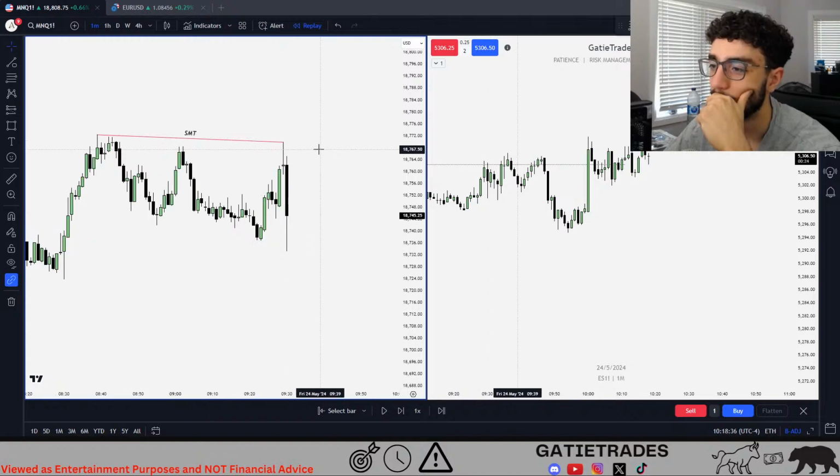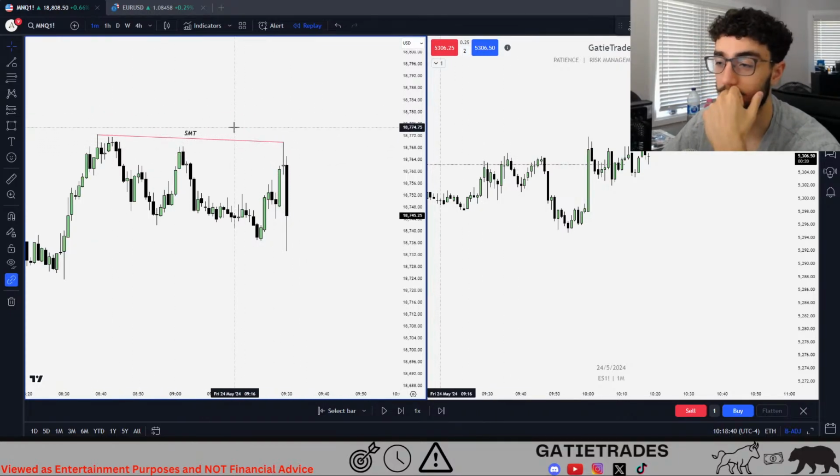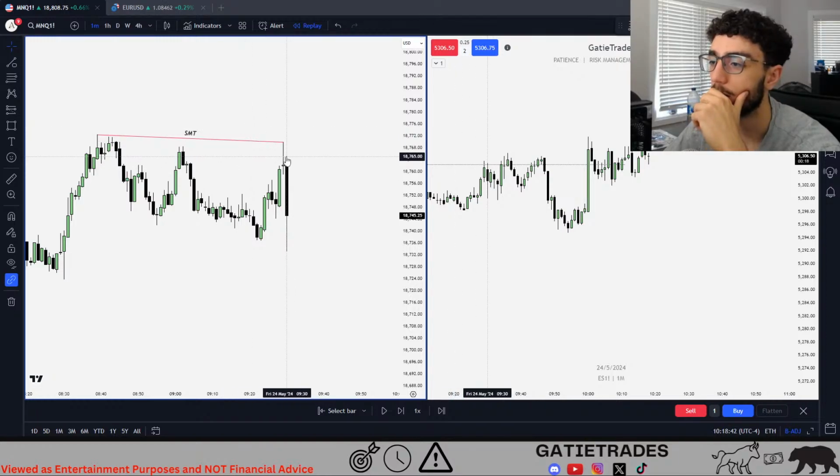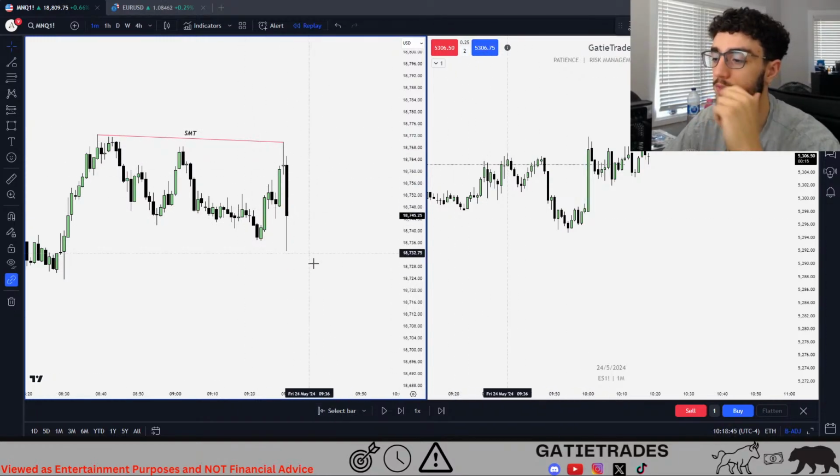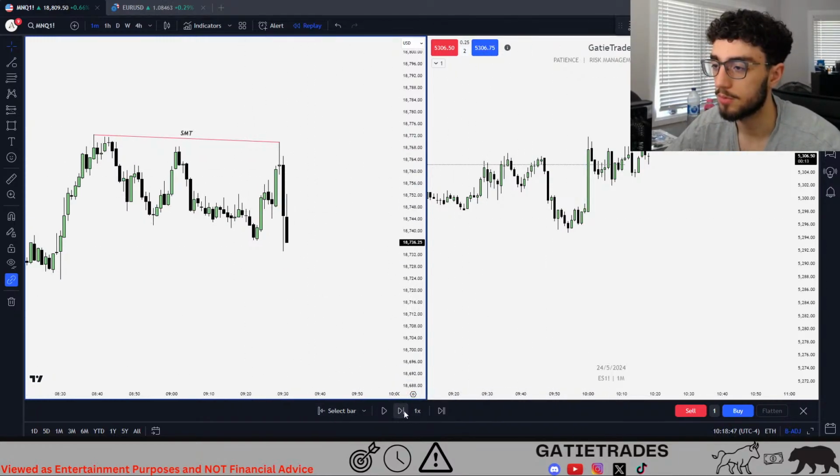We had this SMT. We took this high. We failed to take this high. In my opinion, that shows pretty weakness. We had a nice displacement, right? An inversion fair value gap. Let's give one more candle. Inversion fair value gap. Like, come on.